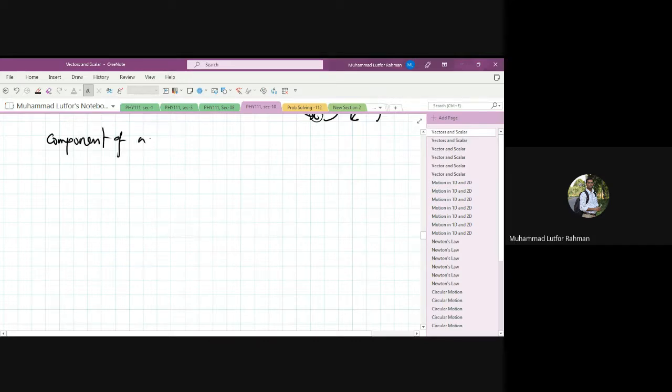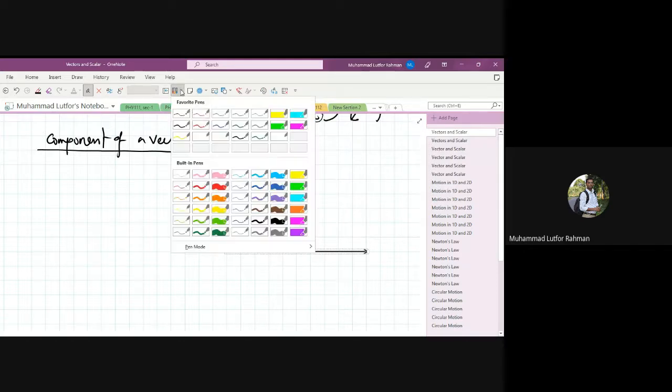Component of a vector. So component is basically the projection of a vector towards some direction. Say, for example, I'm going to talk about the two-dimensional case, which is easier for us. Then we'll also extend that idea for the three-dimensional case, step by step.